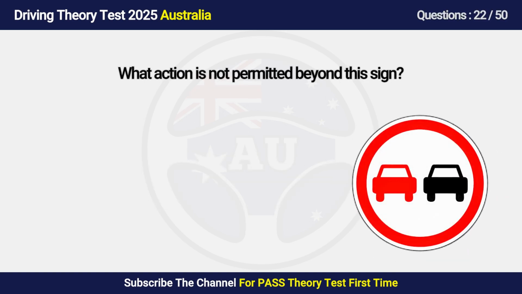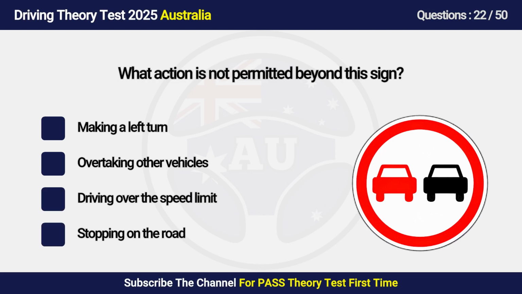Question 22. What action is not permitted beyond this sign? A. Making a left turn. B. Overtaking other vehicles. C. Driving over the speed limit. D. Stopping on the road.